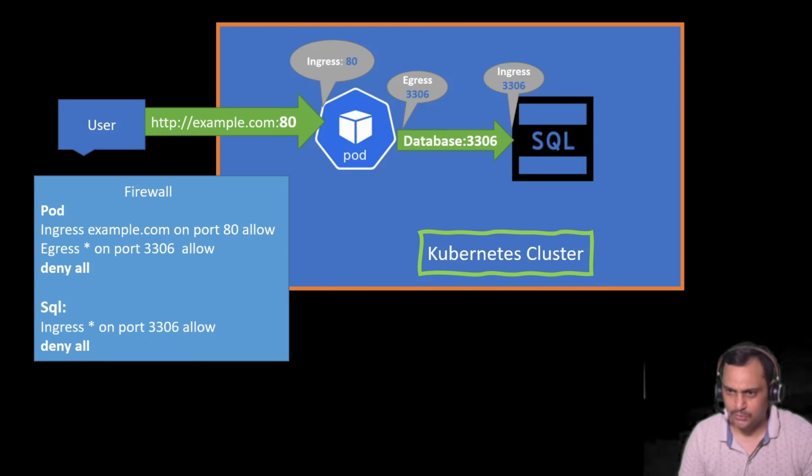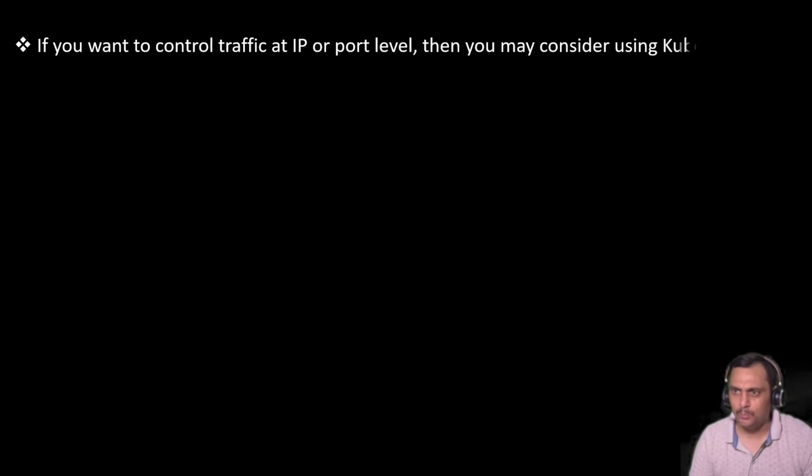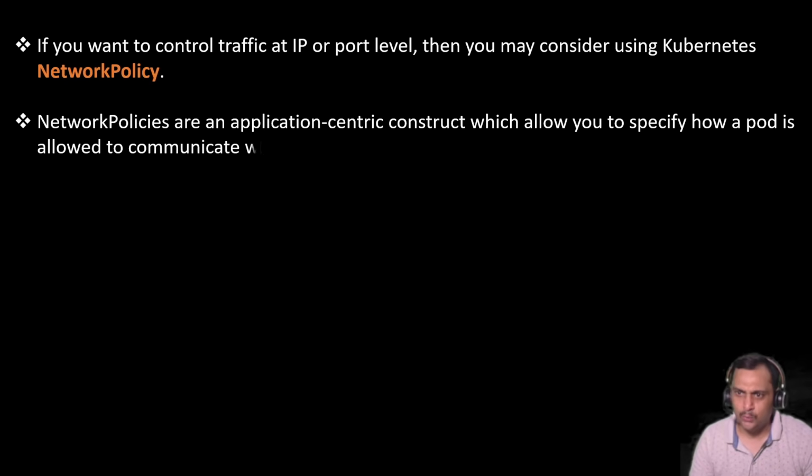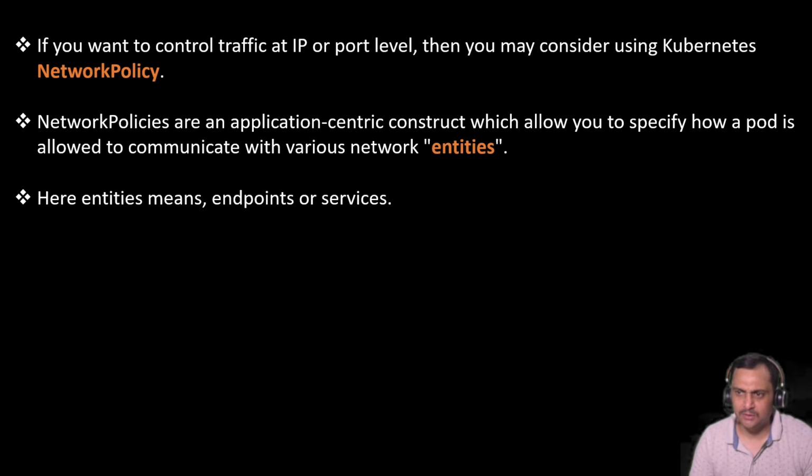This is a new resource kind we are going to discover. What we understand from the previous example is that if you want to control traffic at the IP or port level, then you may consider using Kubernetes Network Policy. Network policies are an application-centric construct which allow you to specify how a pod is allowed to communicate with various network entities. Here, entities means endpoints or services.